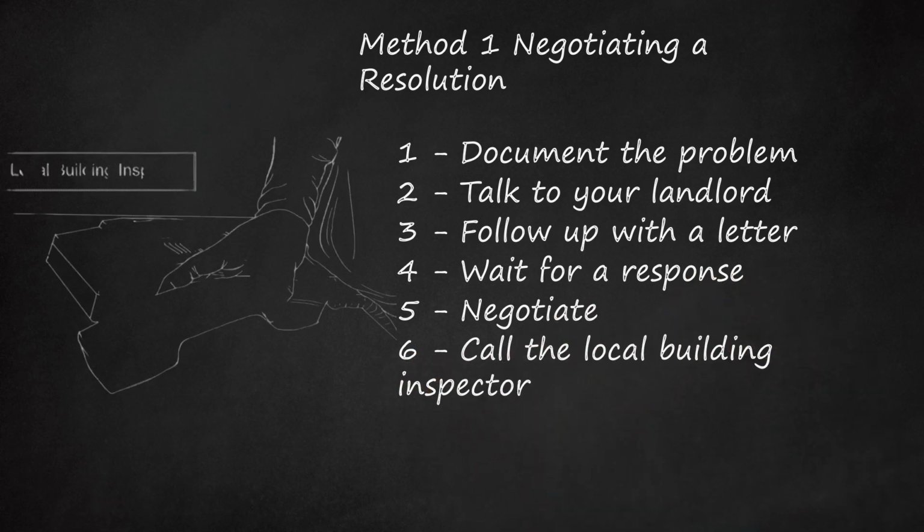6. Call the local building inspector. If your landlord ignores you, you may need to call your Department of Health or your local building inspector. Look in the phone book for the number. They can send someone out to investigate if your apartment is not habitable. Only call if there is something wrong with your apartment that makes it unlivable. For example, insufficient heat or running water, or dangerous conditions, warrant a call to the building inspector.